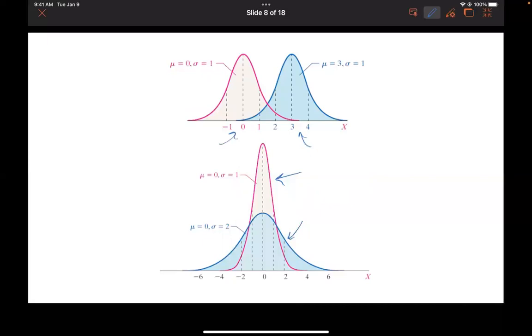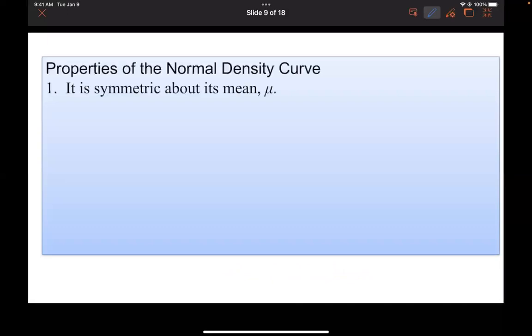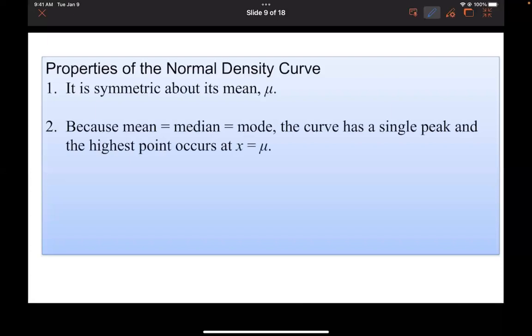Okay, there's going to be a whole lot of words on this page. Here are the properties of a normal density curve. Symmetric about the mean. So the mean is your middle point. That is the mu. I'm not going to require you to memorize these. These are just properties. I'm not going to test you on them or quiz you on them. When we have a nice, symmetric, beautiful normal density curve, our mean and our median, possibly our mode, all are about equal. So we have a single peak right in the middle, and your highest point is at mu.